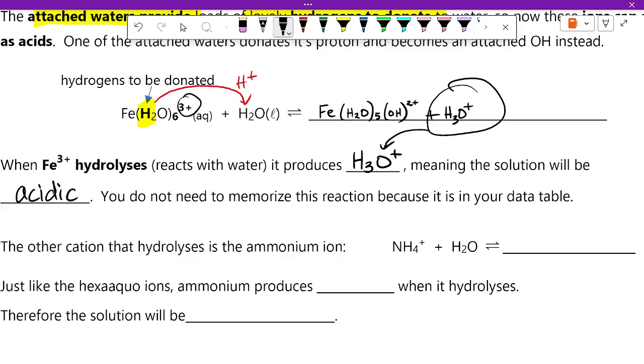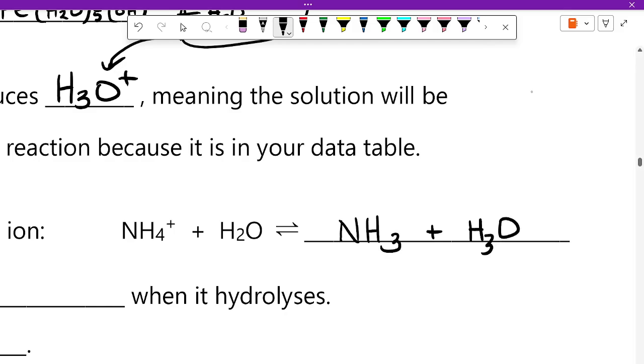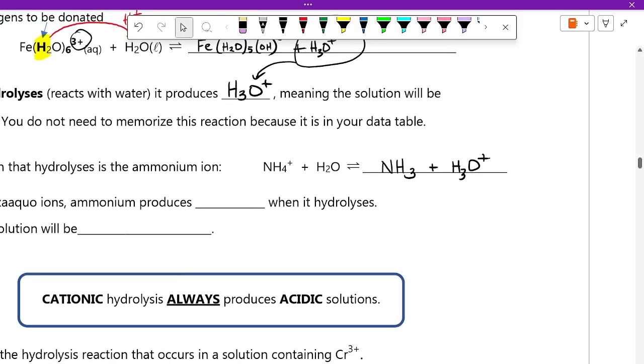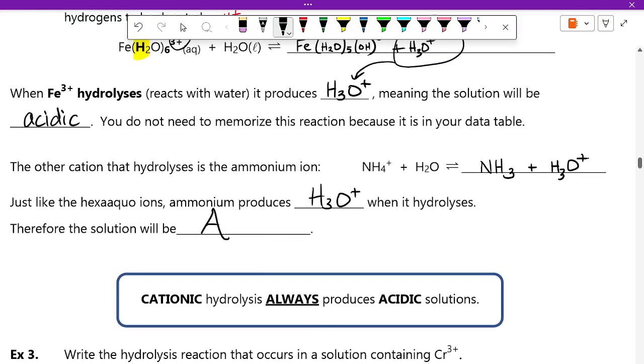The other ion that hydrolyzes is the ammonium ion. We already did this. You would get, who do you get? NH3 plus H3O+. Okay, so the ammonium produces H3O+ when it hydrolyzes, so the solution will be acidic. Cationic hydrolysis always produces acidic solutions.